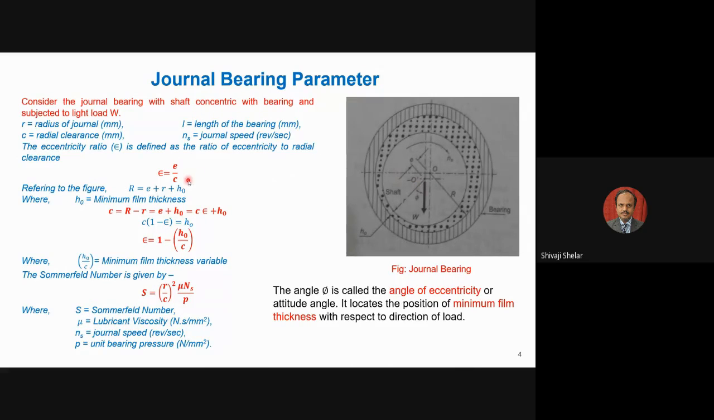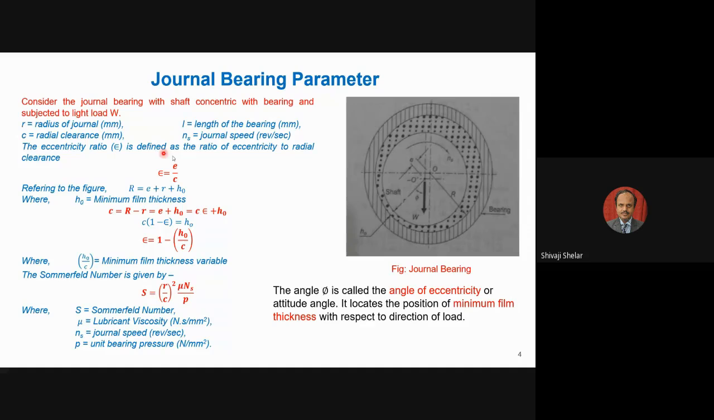If you define a ratio between your eccentricity value and the maximum available clearance value, that ratio is called the eccentricity ratio epsilon. It is defined as the ratio of eccentricity to radial clearance. Considering O dash and O are the same point, and when O dash is shifted away from O, the distance between O dash and O is E. So E by C will be maximum equal to 1, and always less than 1. The eccentricity ratio will be between 0 and 1.